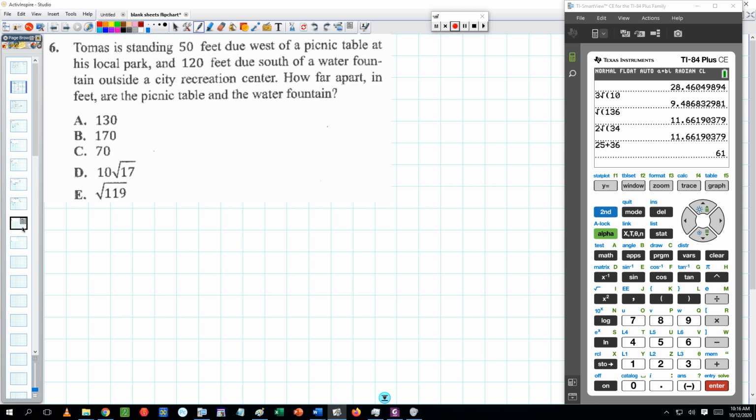Tomas is standing 50 feet due west of a picnic table and 120 feet due south of a water fountain. All right, those aren't points or anything. I'm going to create a graph, and I'm going to put Tomas here in the middle. It says he is standing 50 feet due west, so that means the picnic table is to his east. So I'm going to go over here 50, and that's where the picnic table is, at the point 50, 0.